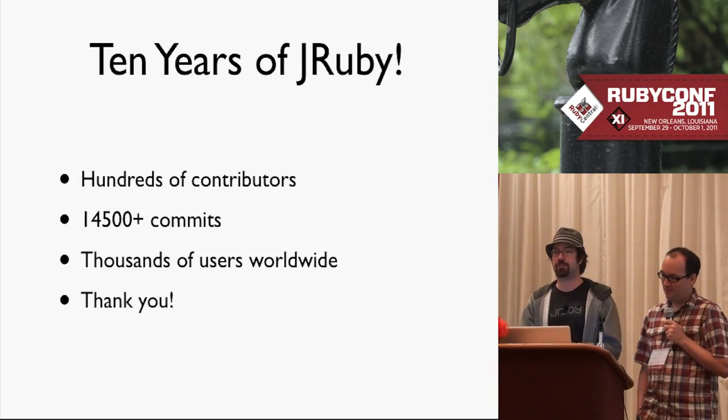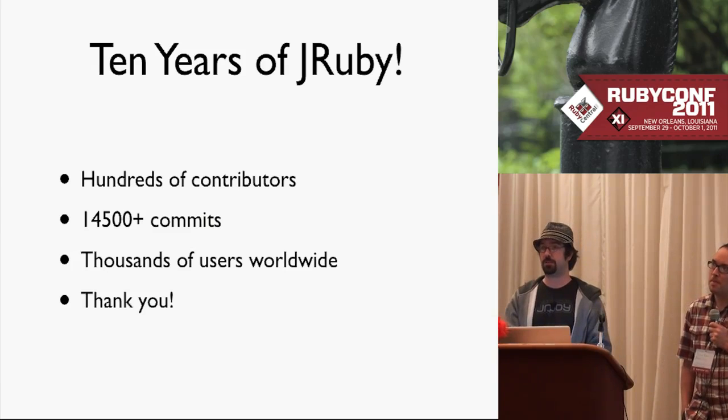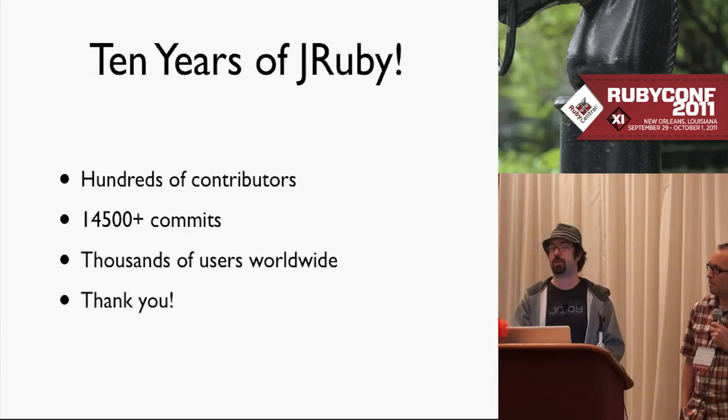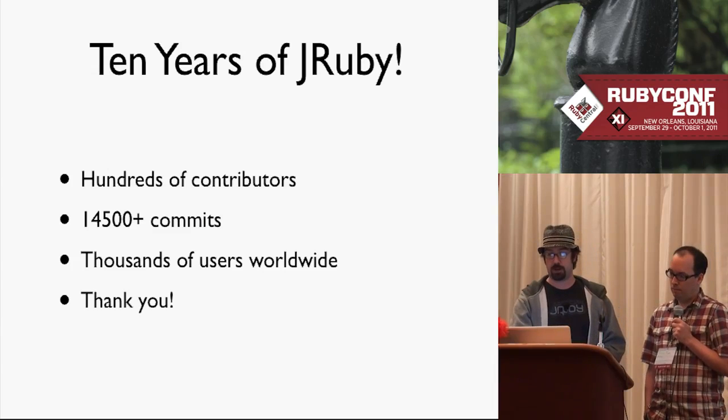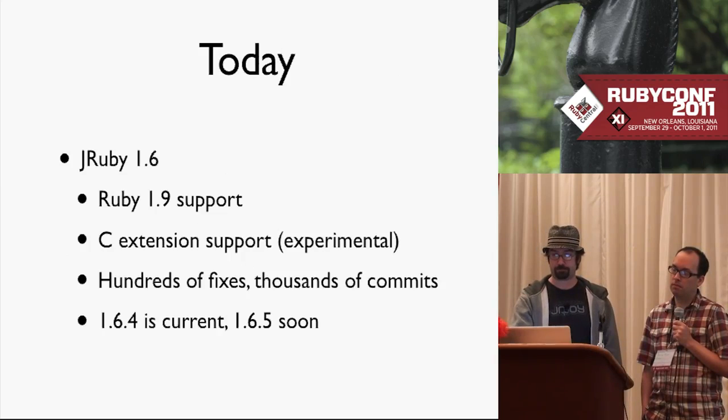So we've had hundreds of contributors over the years. When I checked earlier this week, we had over 14,500 commits over that amount of time, which is actually very similar to the MRI repository in its entire lifetime. Thousands of users worldwide, many more than we know, lots of interesting ones that we do know. And thank Rubyists, and thank JRubists around the world for helping to make JRuby what it is today.